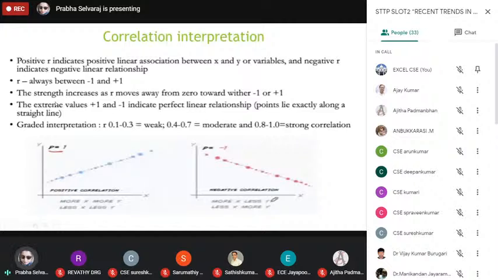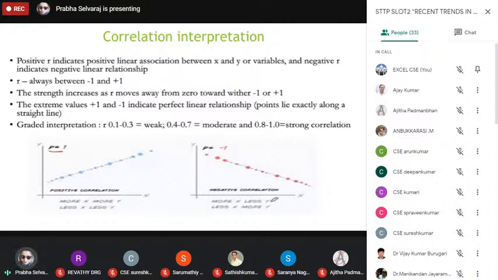A positive R indicates that there is a positive relationship between x and y. A negative R value indicates that it has a negative linear relationship. Anyway, your R value will range from -1 to +1. The strength increases as R moves away from 0 towards either -1 or +1, either a negative linear relation or a positive relation.